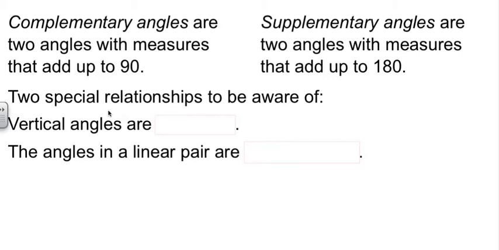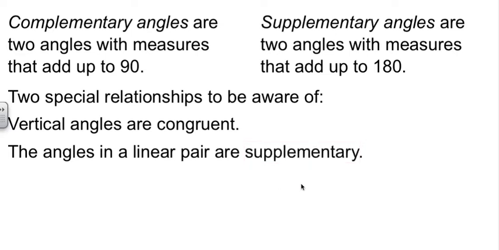Two very special relationships to be aware of. If ever you have vertical angles, they are congruent. Two vertical angles are congruent to each other. And if angles are in a linear pair, they are supplementary.